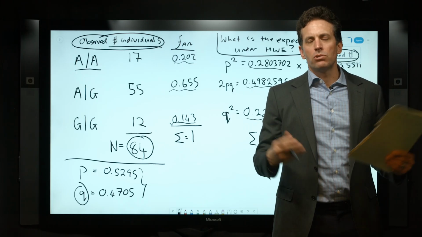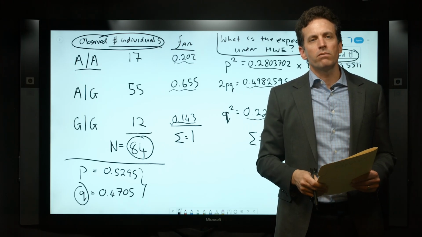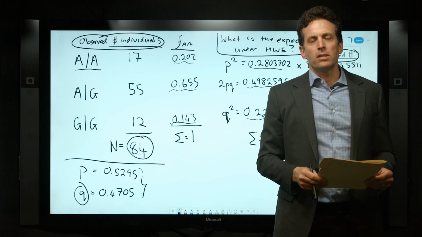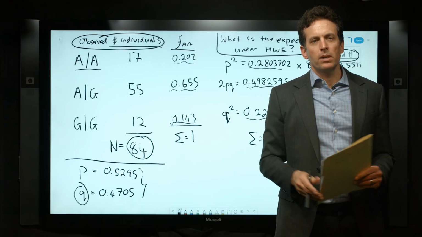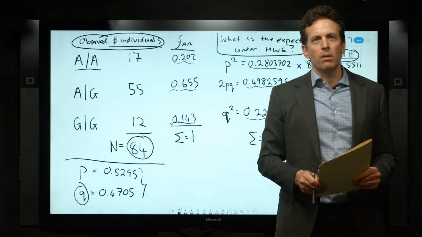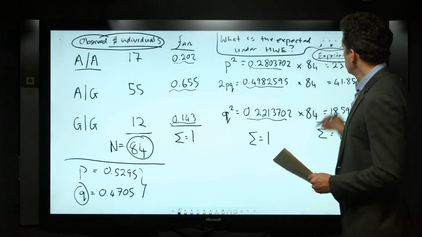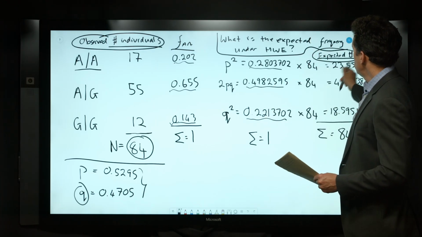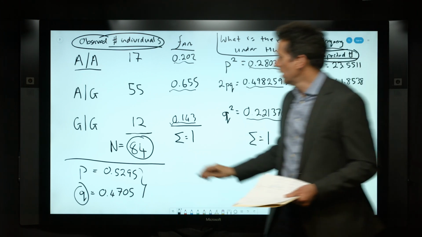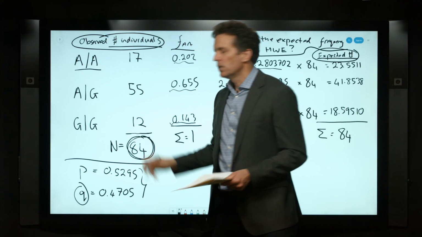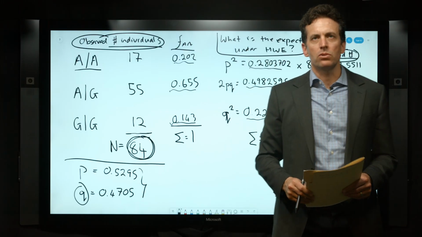I'd like you to try and compute that now for yourself, remembering the formula for the chi-square test statistic. And you can use that to ask, is this population in Hardy-Weinberg equilibrium, or is this deviation between the expected and the observed number of individuals just due to the fact that we're sampling a relatively small number of individuals?